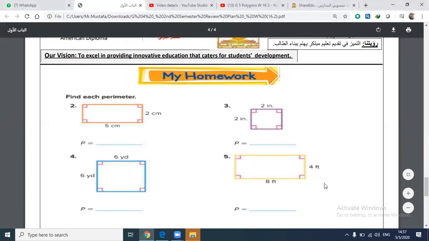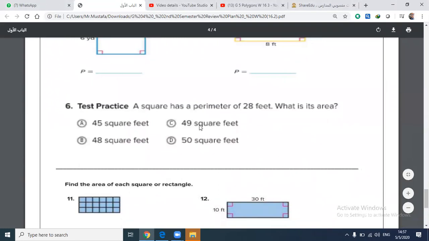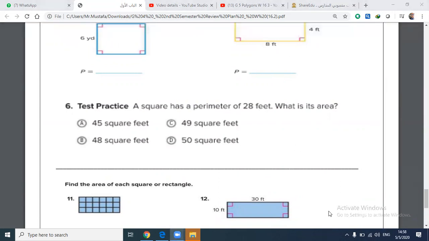Okay, next one, Muhammad, and the last one here. Okay, given a square. A square has a perimeter of 28. Be careful, Muhammad. A square has a perimeter of 28. What is its area? How to find its area?